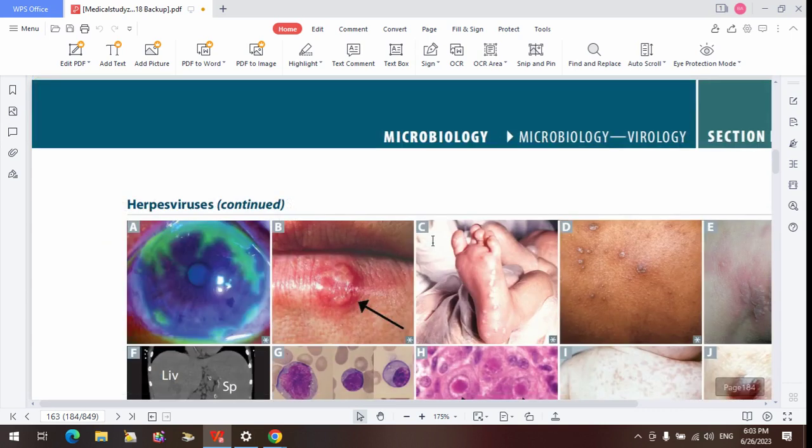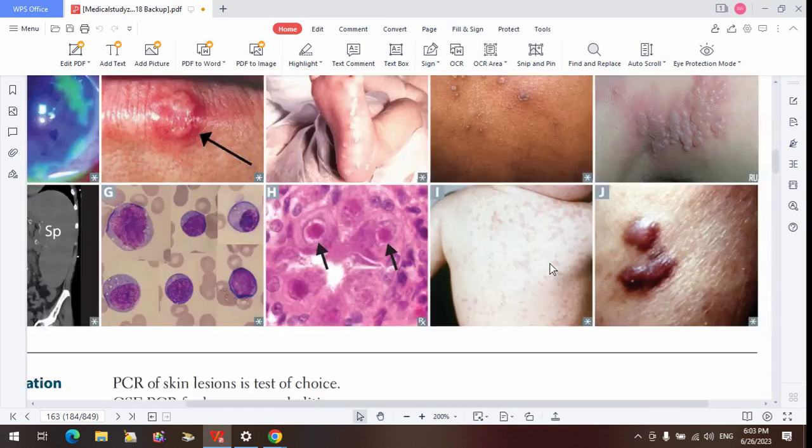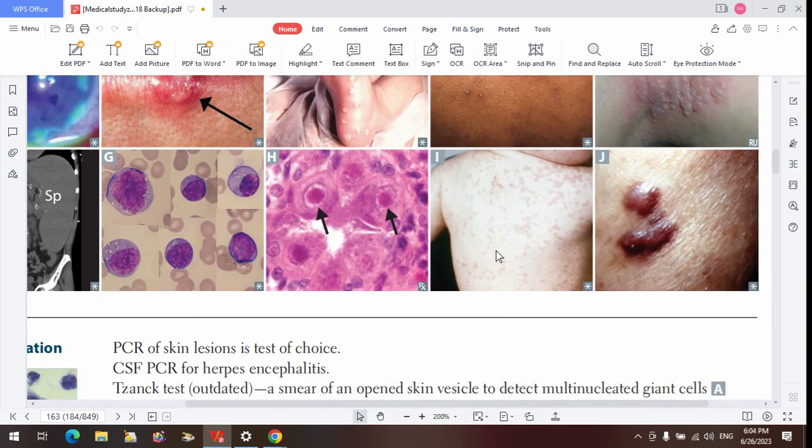So I think we have an image here. This is the image for roseola. You might not be able to make the diagnosis from the picture, but from the history you'll be able to clinch the diagnosis of roseola. So don't bother yourself about how it looks, but if you want to know, you can do more research.